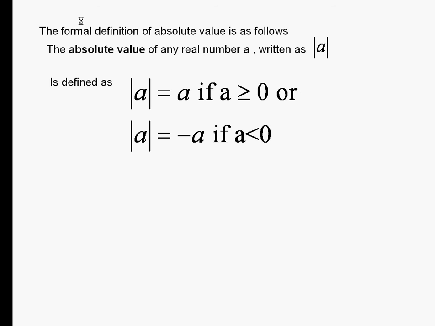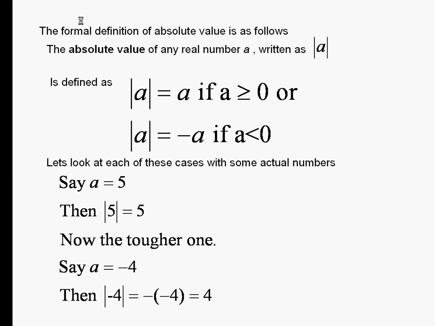So let's look at each of these cases with some actual numbers. Look at the first case. Say A was positive. So say A was 5. Then the absolute value of 5 is 5. That's pretty easy. Okay, now the second case is a little bit tougher.